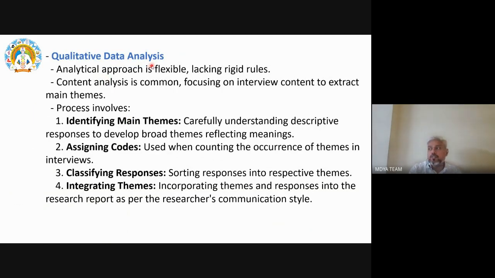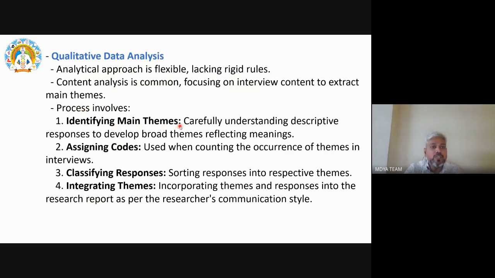Qualitative data analysis. You have collected qualitative data and quantitative data. Now the process of analysis of qualitative data. The analytical approach is flexible, lacking rigid rules. Content analysis is common, focusing on interview content to extract main themes. What are the main themes?